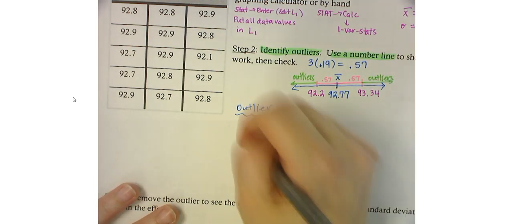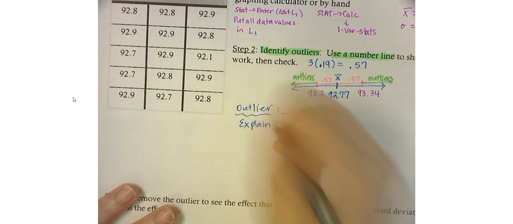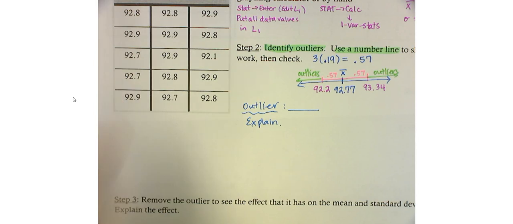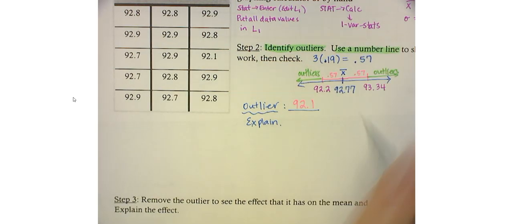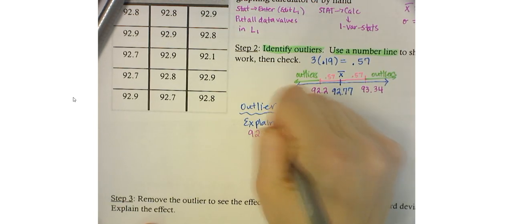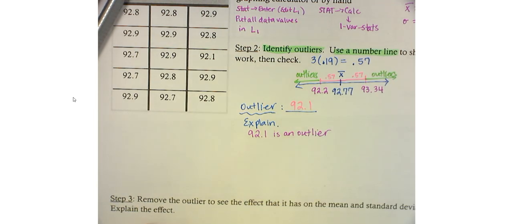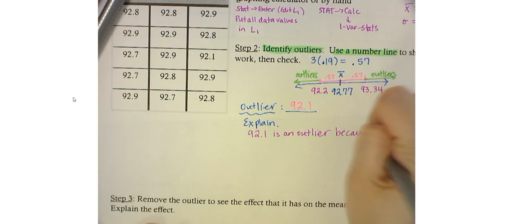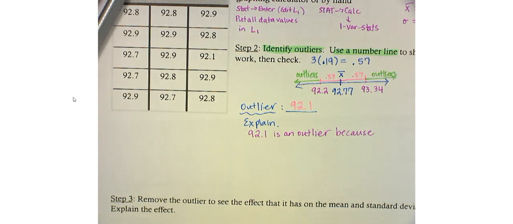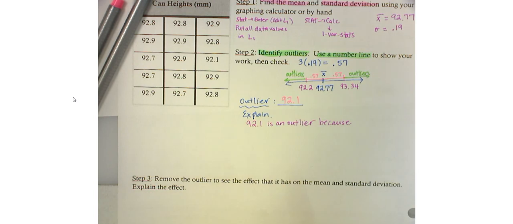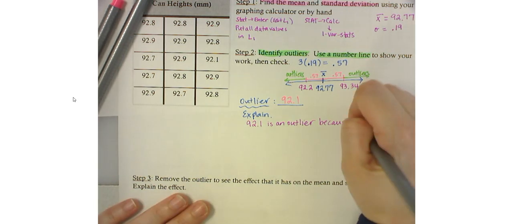Okay, so we identified that 92.1 was an outlier because why? Okay, why is that an outlier? We know it's because it's below 92.2, but why does that matter? Okay, so because it is more than 3 standard deviations from the mean. Now this also says then check.